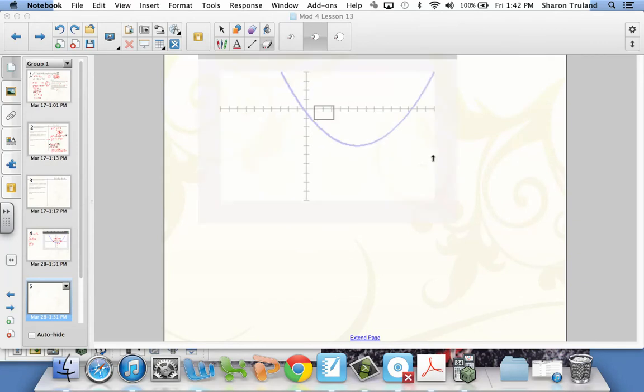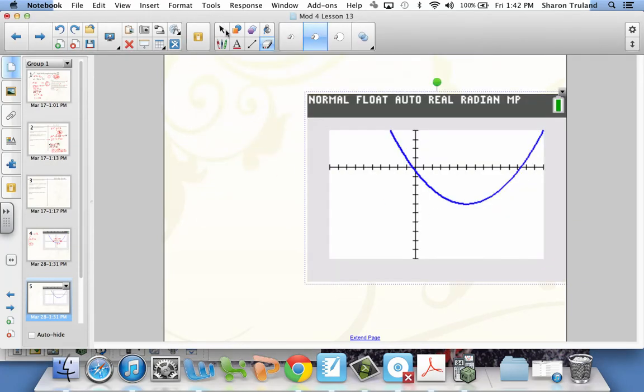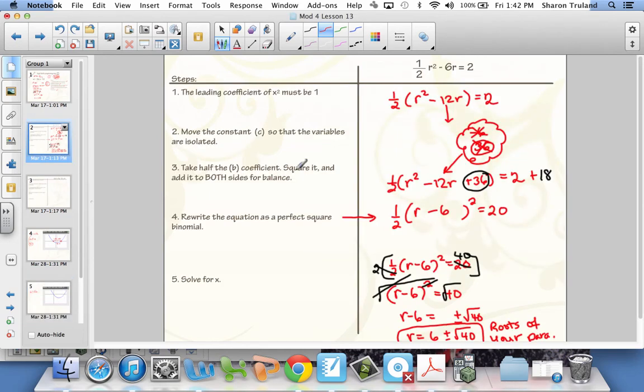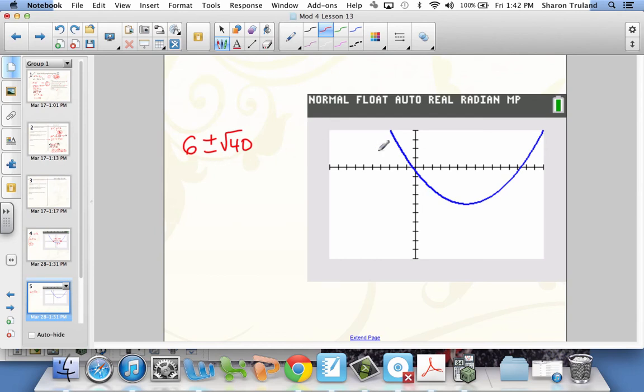Going to drag this out. And we saw that our answer was 6 plus or minus the square root of 40. Right? That's what we had right there. So that means my x values, my x-intercepts, are when I take 6 and add the square root of 40 onto it. And the other one should be when I take 6 and minus the square root of 40 from it.